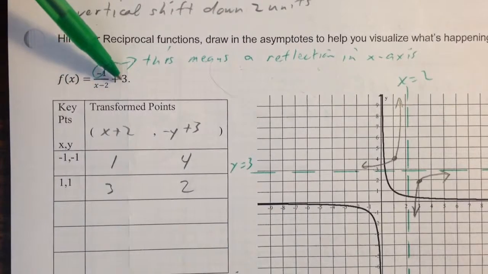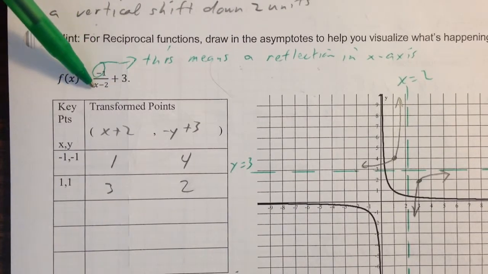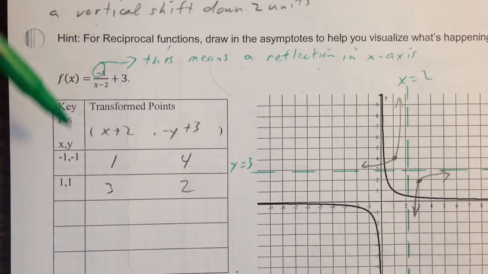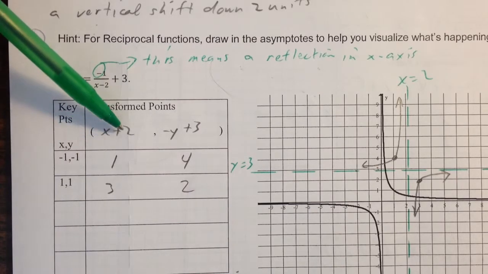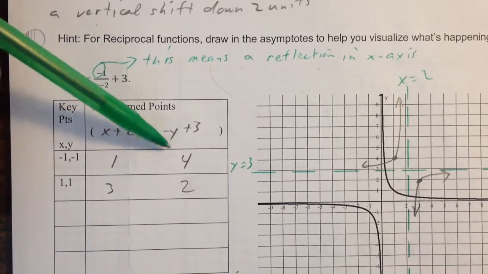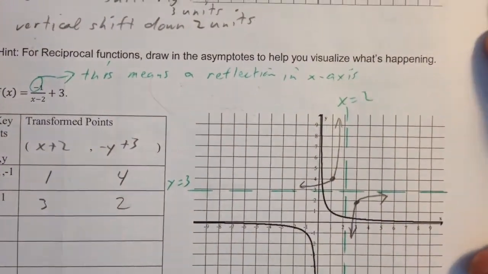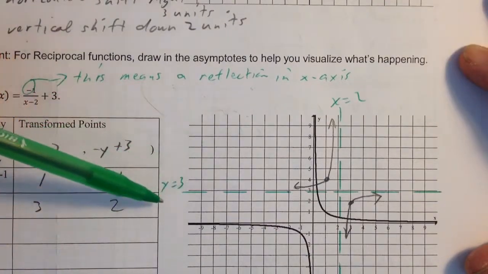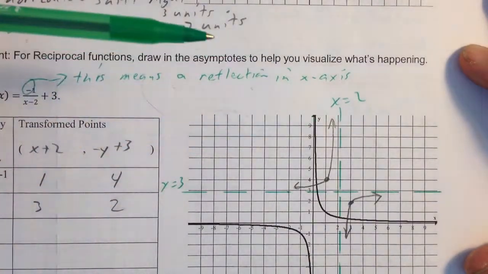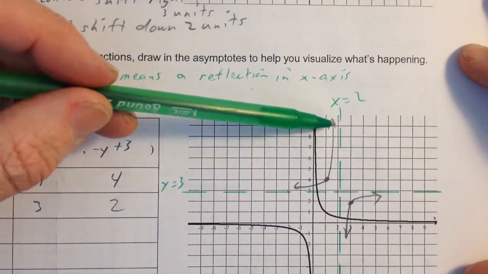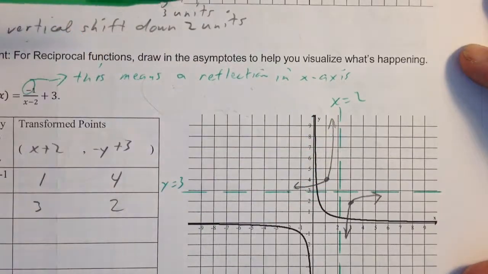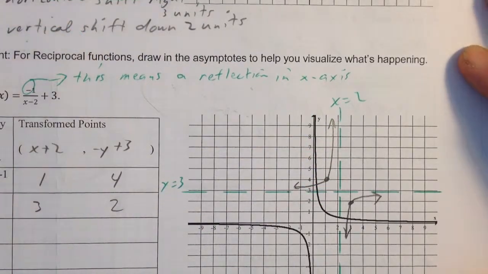We're going to do a vertical shift up 3 units and a horizontal shift to the right by 2 units. So I'm going to have x plus 2 for my x mapping and negative y plus 3 for my y mapping. I apply it to the key points. I draw in my asymptotes so I know how the axes are shifting, and then I just plot the 2 points and draw in the 2 parts of the function.